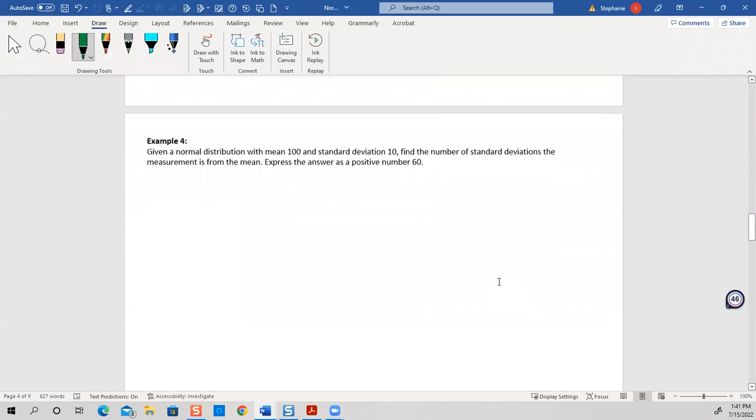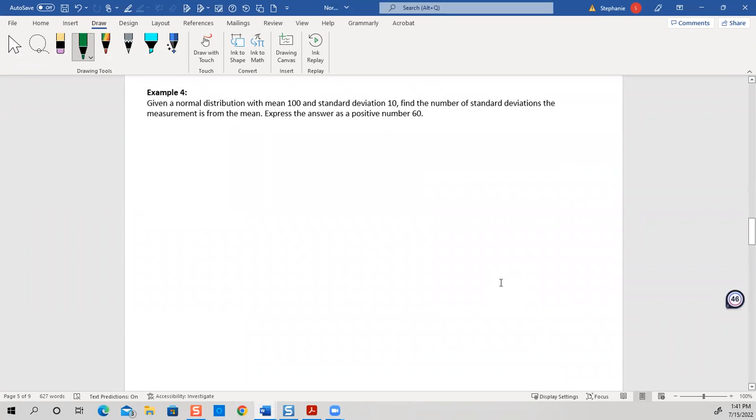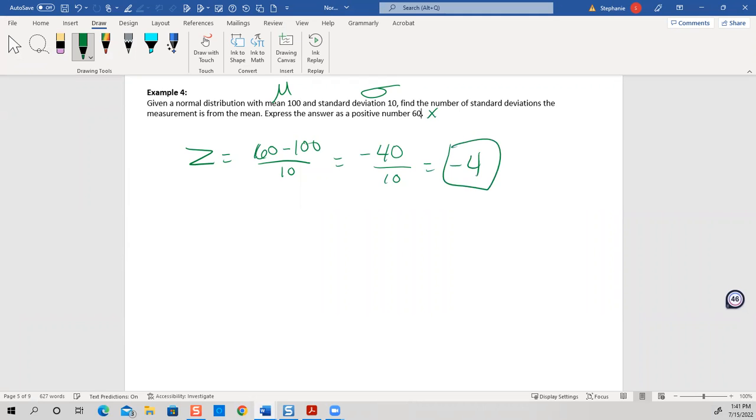So example 4, we're going to use that formula again. Given a normal distribution, mean of 100, standard deviation of 10, find the number of standard deviations the measurement is from the mean. Express the answer as a positive number, 60. So that's my x. So let's plug it in. Okay, so now I got 60 minus 100, I got negative 40 divided by 10 gives me a negative 4. And that is our answer.